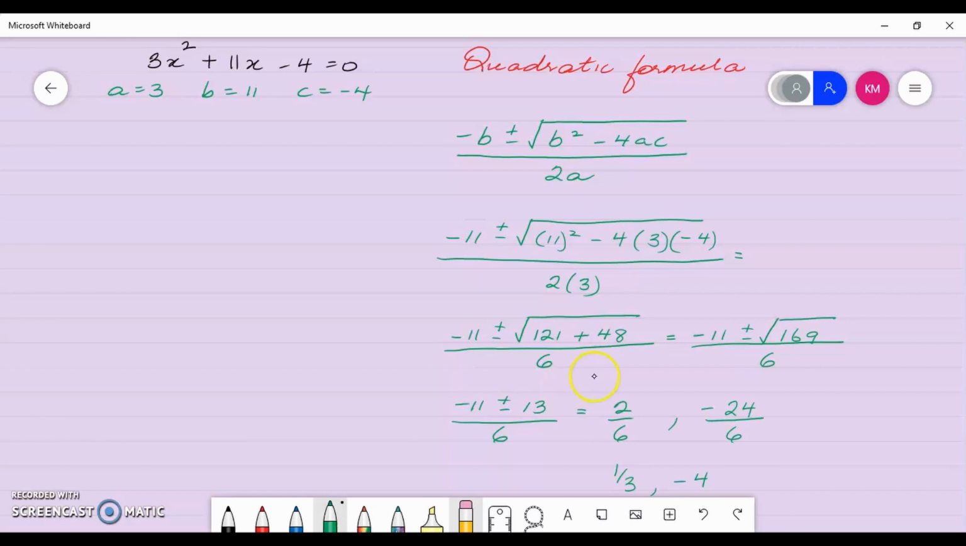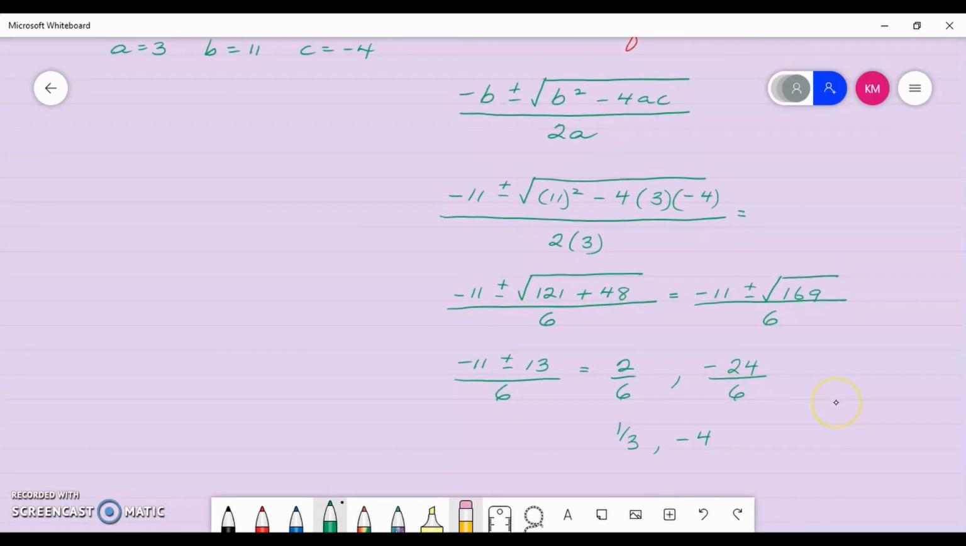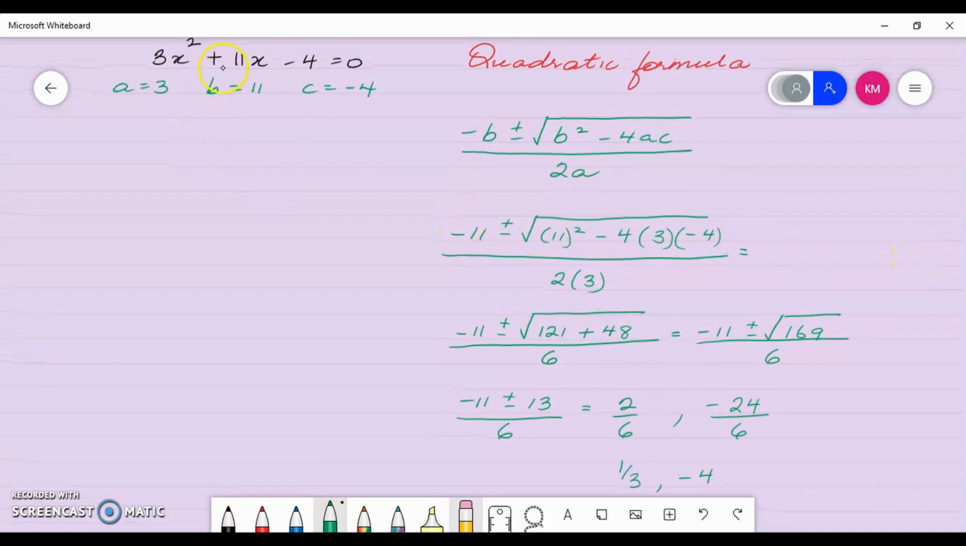So we are going to get a third, as well as 24 divided by 6 is negative 4. And if you remember, you can check back at the beginning of the video where we solved this same quadratic equation using the factorization method. We got a third and negative 4. So that is it there, solving our quadratic equation using the factorization method as well as our quadratic formula.